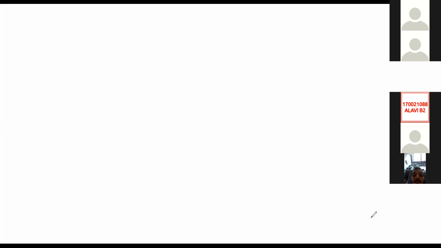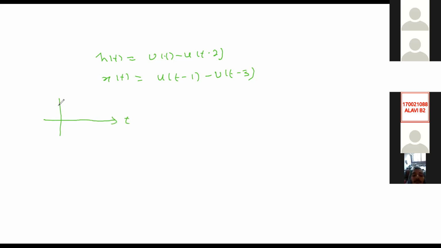Now let us draw these two figures again. Your signal was s(t) = u(t) − u(t − 2), isn't it? And your x(t) was equal to what? u(t − 1) − u(t − 3), isn't it? That means your s(t) is a pulse. This is your t, this is your s(t), from 0 to 2.